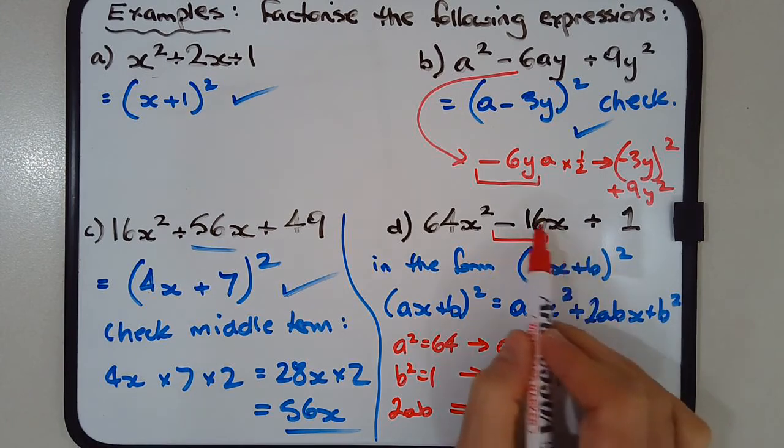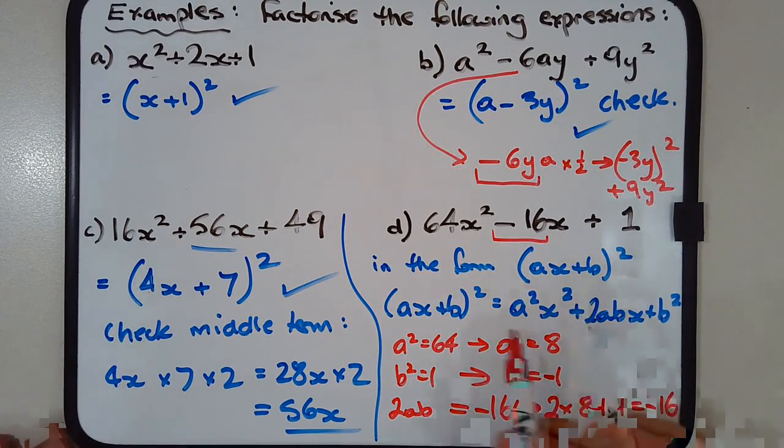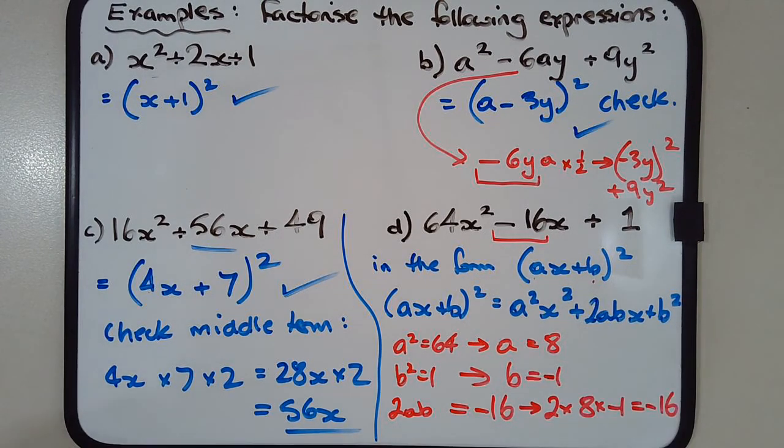Because the middle term is negative, this b here should be negative 1, not positive 1. So 2 times 8 times negative 1 should give us negative 16. And 2 times 8 times negative 1, in fact, does give us negative 16. So we've now found our values for a and b. Therefore, the answer is 8x minus 1 all squared.